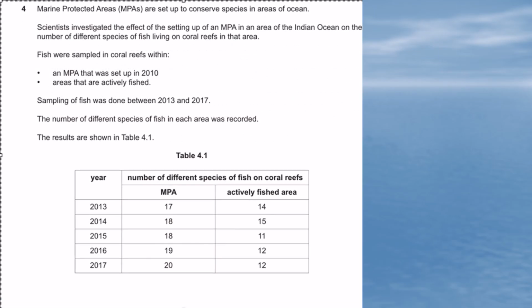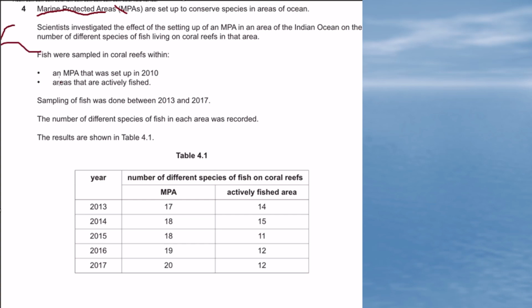The next question here also is in chapter 6, where we go into marine protected areas. There's a lot of focus on that here. And marine protected areas are areas where there's no fishing. And again, scientists investigate the effect of setting up MPAs in the area of the Indian Ocean. And we look at 2 different ones here.